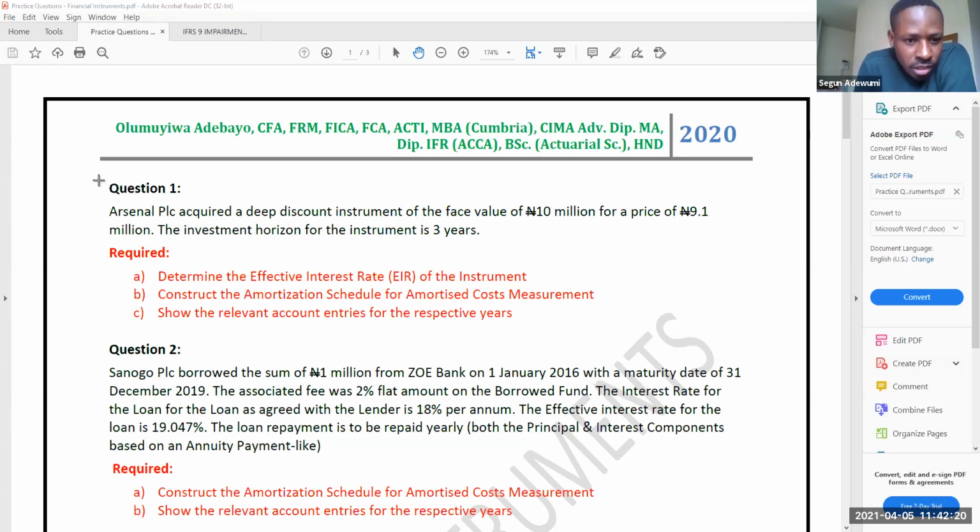Arsenal PLC acquired a deep discount instrument of the face value of 10 million naira for a price of 9.1 million naira. Just summarize like that. The investment horizon for the instrument is 3 years. Required: A, determine the effective interest rate of the instrument. B, construct the amortization schedule for amortized cost measurement. C, show the relevant account entries for the respective years.